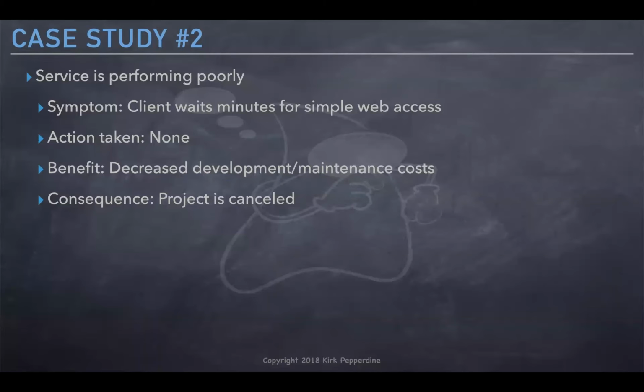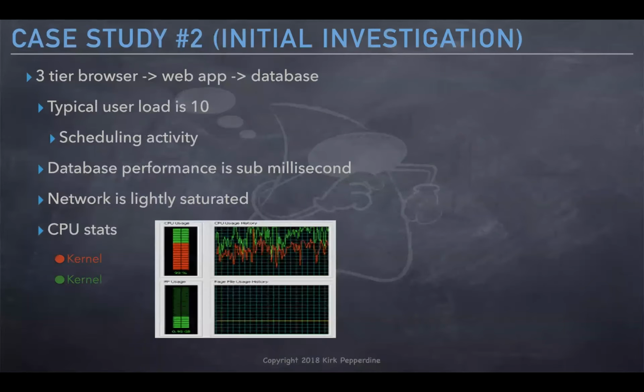Yeah, so in the initial investigation, you can see we got this little Windows view here. It's a simple 3-tier application, so just browser to web app to the database and out and back. As I mentioned before, in-house, so not many people using it at any one point in time. And then we start poking around, trying to get time budgets to figure out what's going on here. So we look at the database, of course, sub-millisecond, so no problem there.